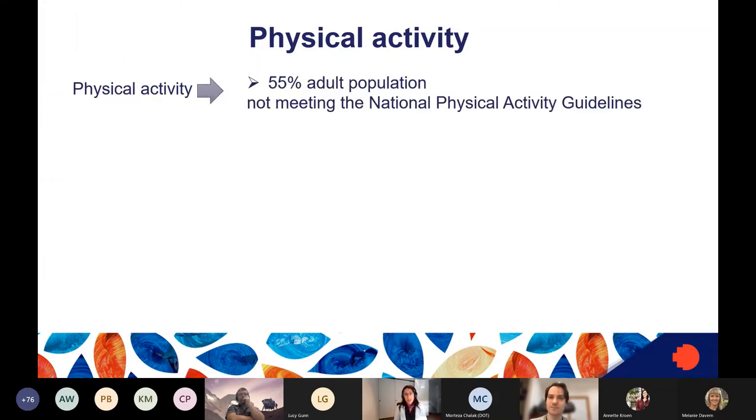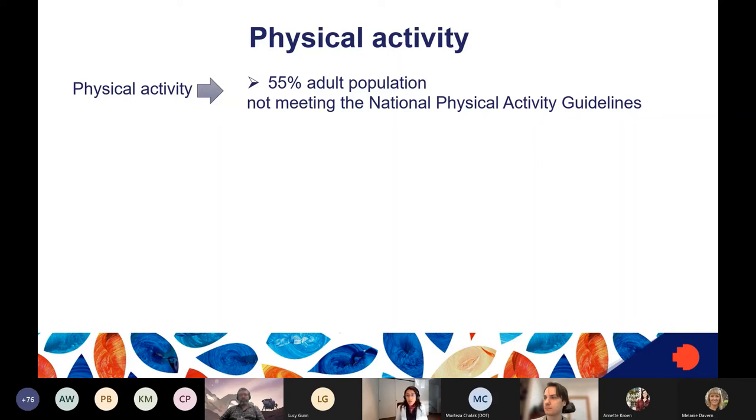And this is repeating what Morteza already said, that 55% of the Australian adult population does not meet the physical activity guidelines, which say that we should accumulate per week between 150 and 300 minutes of moderate intensity physical activity, or 75 to 100 minutes of vigorous intensity physical activity, or a combination of both. That's for 1 week, and preferably distributed amongst most days of the week.